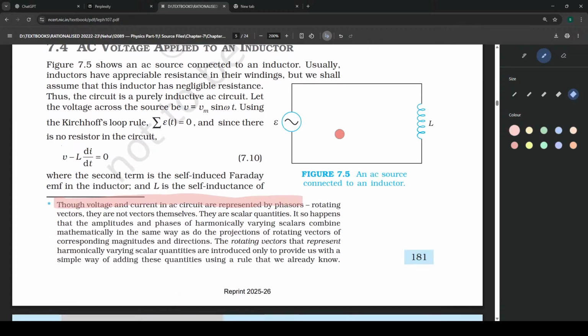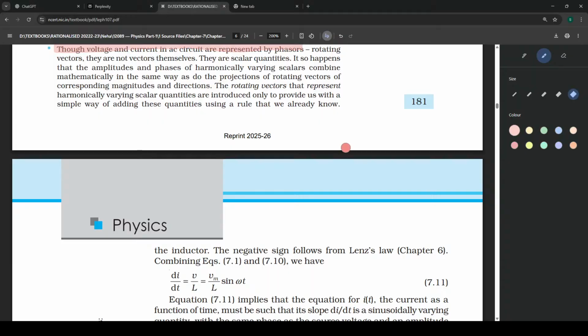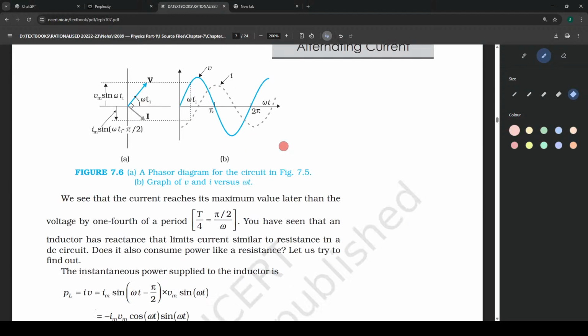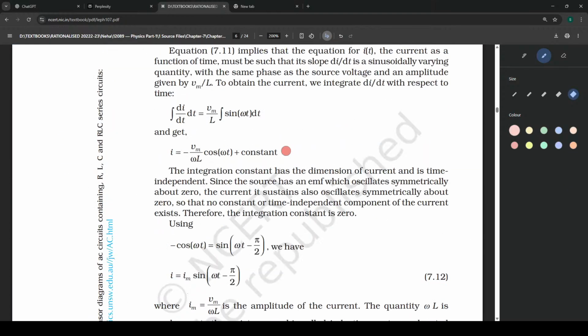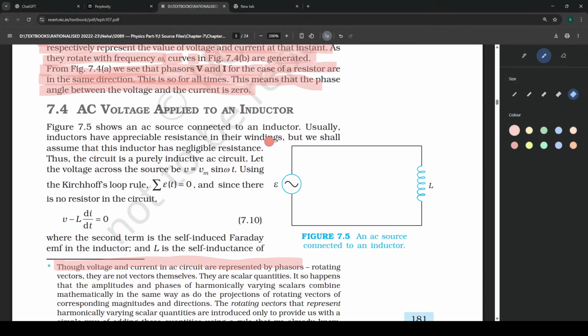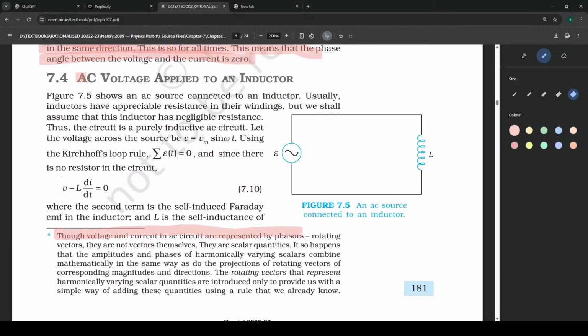Anyways, now let's see the inductor circuit. AC voltage applied to an inductor. We know what an inductor is from the previous chapter. It's nothing special. It's just a coil. It's just wire wound in the shape of a coil. Why is it wound in the shape of a coil? To increase the magnetic field produced.